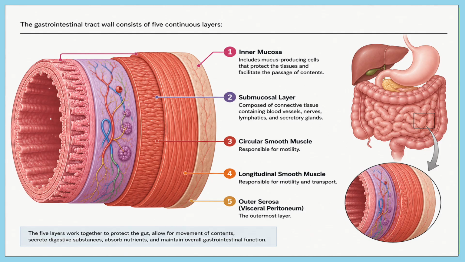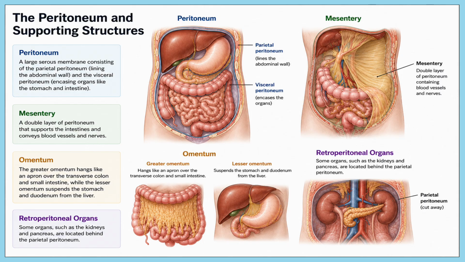Finally, we have the outermost layer. This is known as the outer serosa or the visceral peritoneum. Now, this thin protective membrane encases the organs and is part of the larger peritoneal system, which helps suspend and support the digestive tract within the abdominal cavity. Because remember, every organ in your body has a sac, like a peritoneal covering, that helps keep it together intact, right? So that is the outer serosa for the gut.